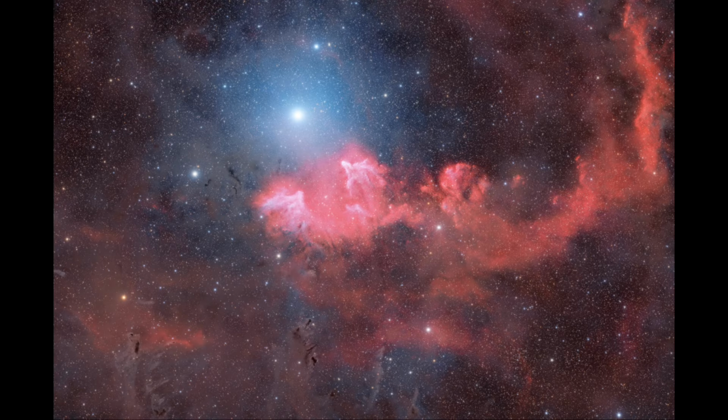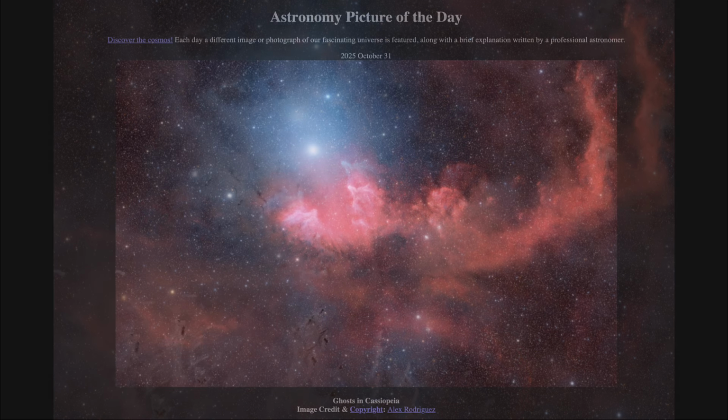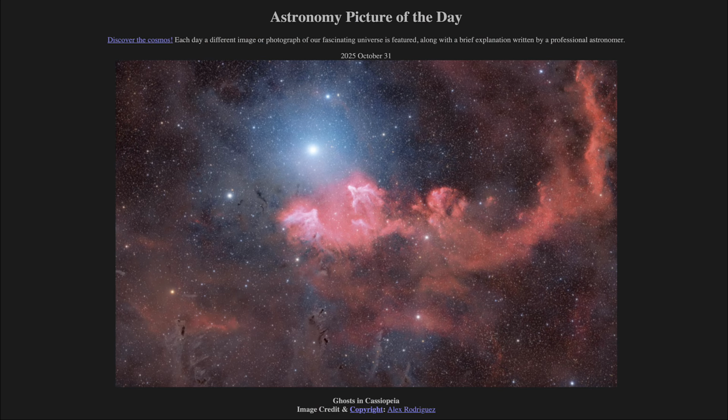So here we get to see the ghostly apparitions for Halloween within the region around Gamma Cas in the constellation of Cassiopeia. So that was our picture of the day for October 31st of 2025. It was titled Ghosts in Cassiopeia.